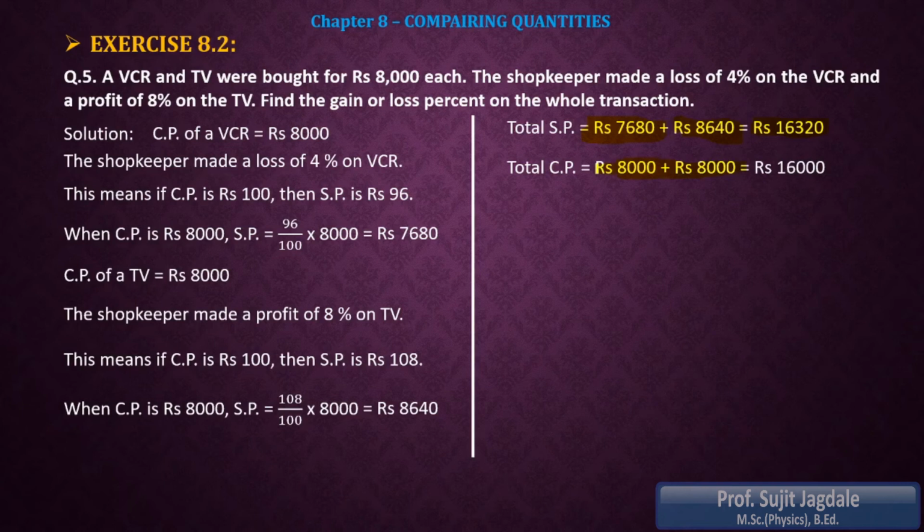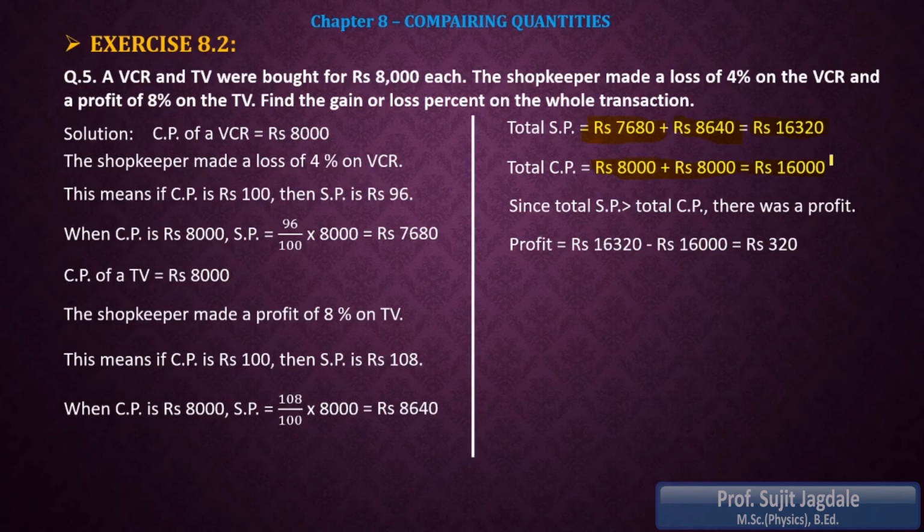Then in the same way add the CP, 8000 each. So you can also do it like 8000 into 2. So 8 2s are 16 and those 3 zeros remain as it is. So 16,000 is CP, and clearly with these two values it is clear that SP is greater than CP. That means for the whole transaction total SP is greater than total CP, and we know that if CP is less than SP then there is a profit. So therefore there was a profit for that shopkeeper.